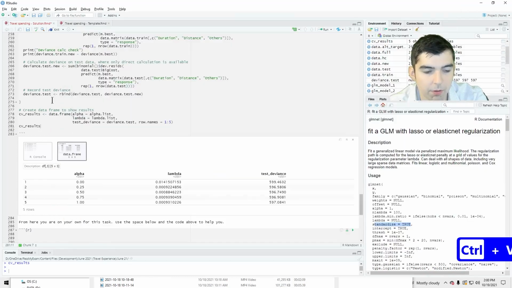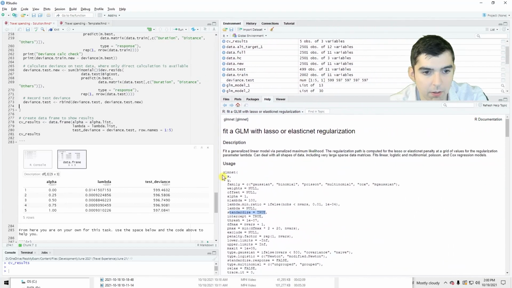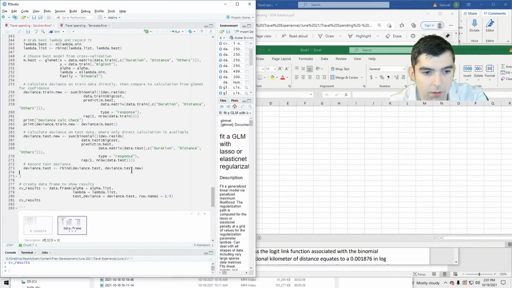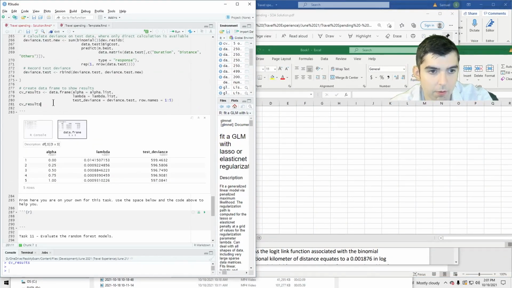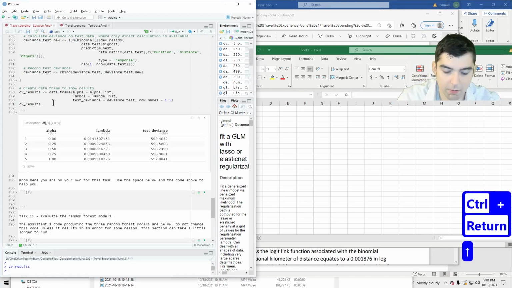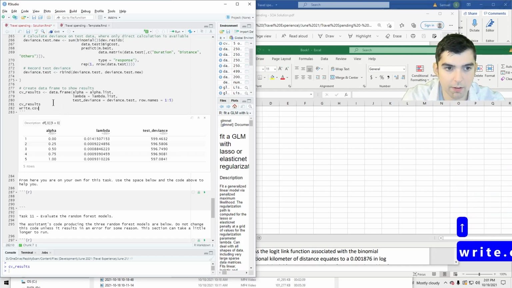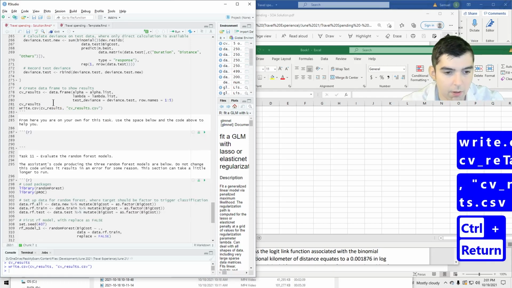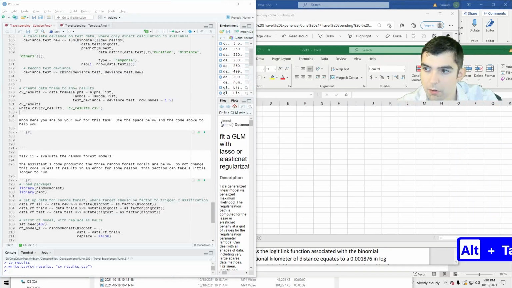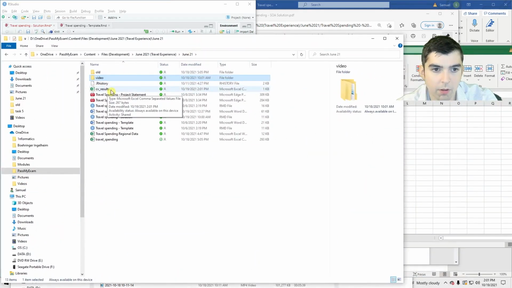And you might have some difficulty formatting this. I know I did. So there is CV results, and if you're not able to copy and paste this, you can do write.csv CV results, CV results.csv, and then if you look in your folder, there's the CSV.